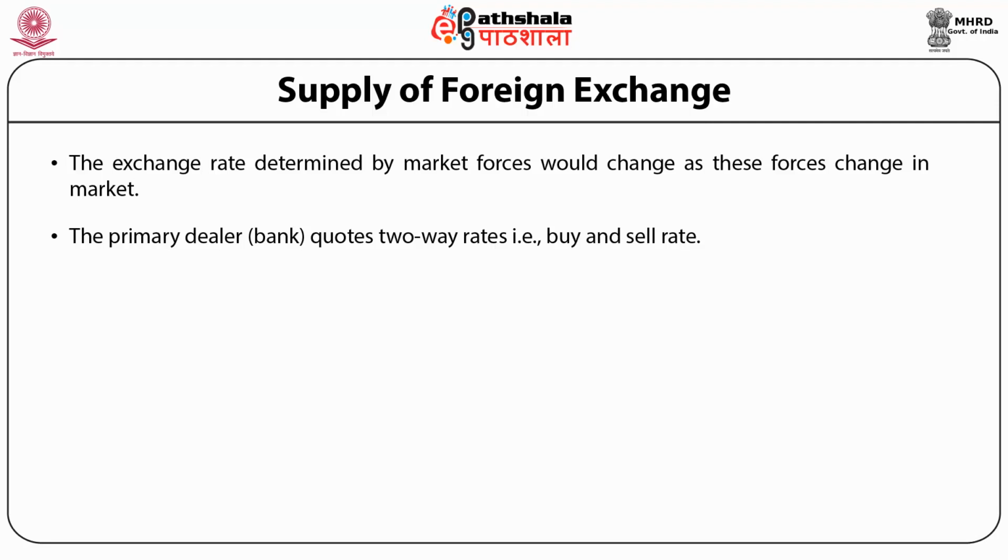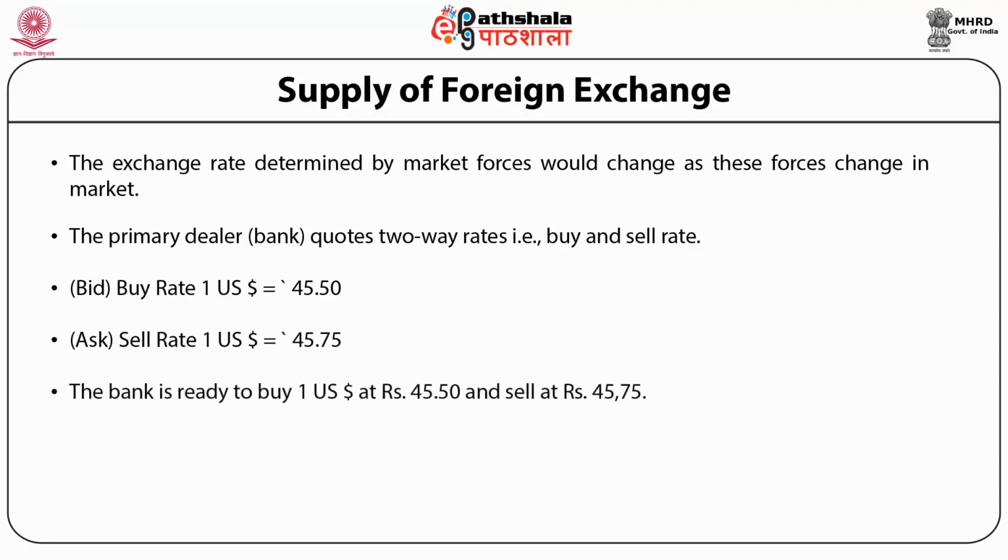For example, let us understand the bid. The buy rate of $1 is 45.50 Indian rupees, and the ask, which is the sell rate of $1, is 45.75 Indian rupees. The bank is ready to buy $1 at rupees 45.50 and sell it at rupees 45.75. The difference of 0.25 is the profit margin of the dealer.